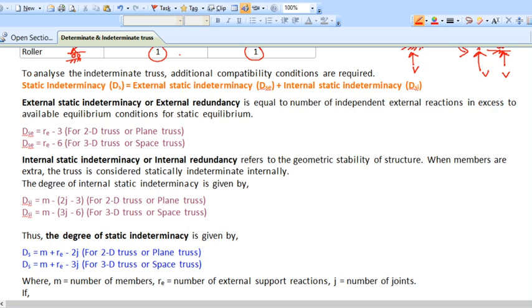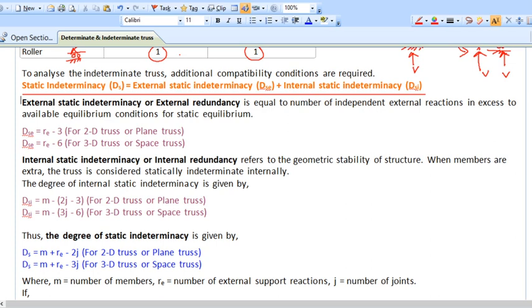So the total static indeterminacy is actually the sum of two things. One is the external static indeterminacy and the other is the internal static indeterminacy. Okay, what do you understand by external static indeterminacy? See, here it's written that it's equal to the number of independent external reactions in excess. What do you mean by that?